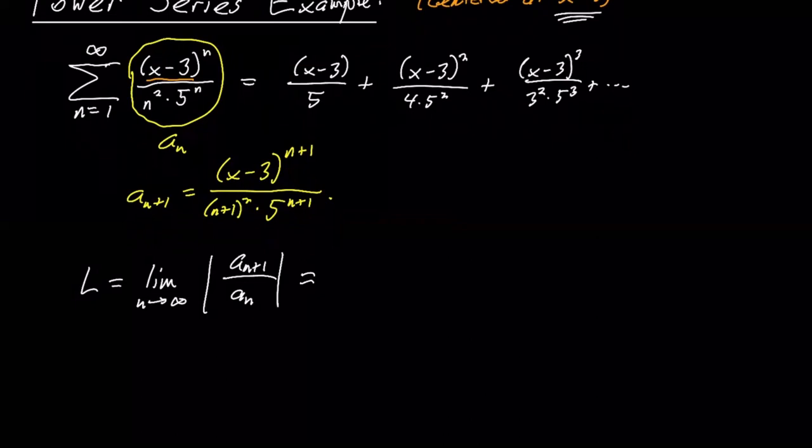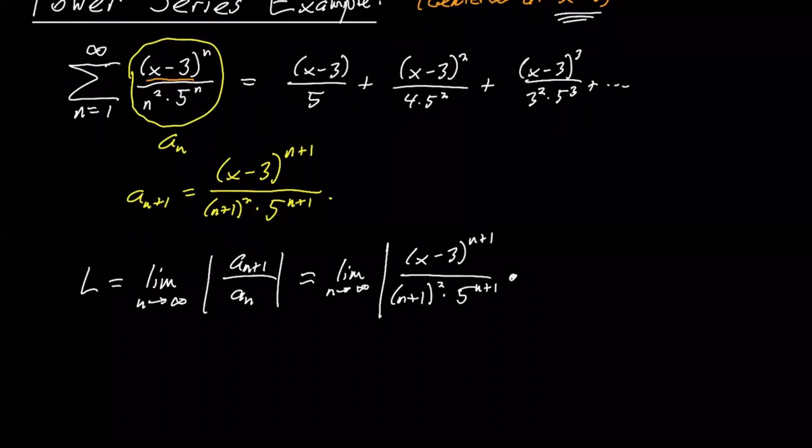But now we want to start plugging these in. So we have the nth plus first term on top. So I'm just going to copy that right here over n plus 1 squared times 5 to the n plus 1. And then the nth term on the bottom, which really means if we divide by a fraction, we multiply by the reciprocal. So n squared times 5 to the n on top, x minus 3 to the n on the bottom. And we have that.